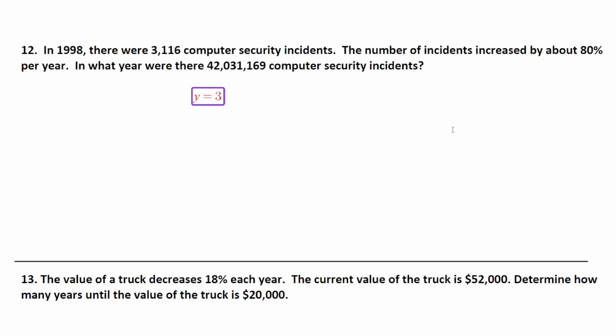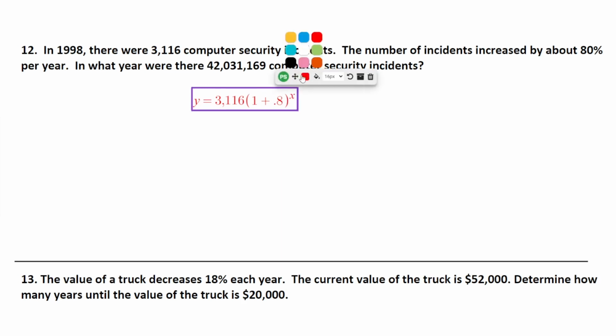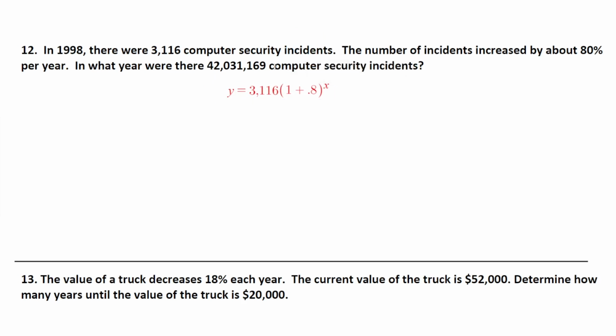So y equals, we'll use 1998 as our initial amount here, 3,116, times, we are seeing exponential growth here, 1 plus 0.8 to the power of x. So this is just going to be our model here. And so we want to know in what year, so we're going to be solving for x here. We're there 42,031,169 computer security incidents. So that's going to be our y value. We're going to solve for x.